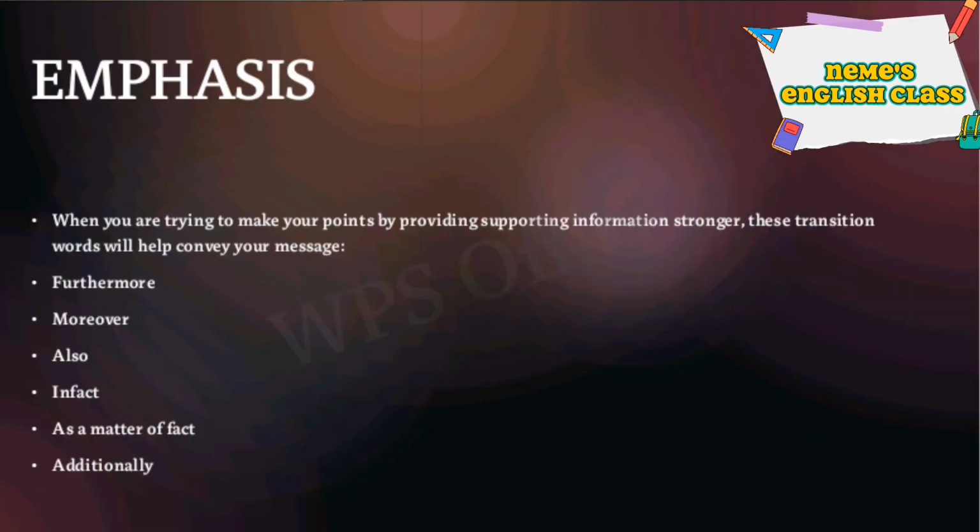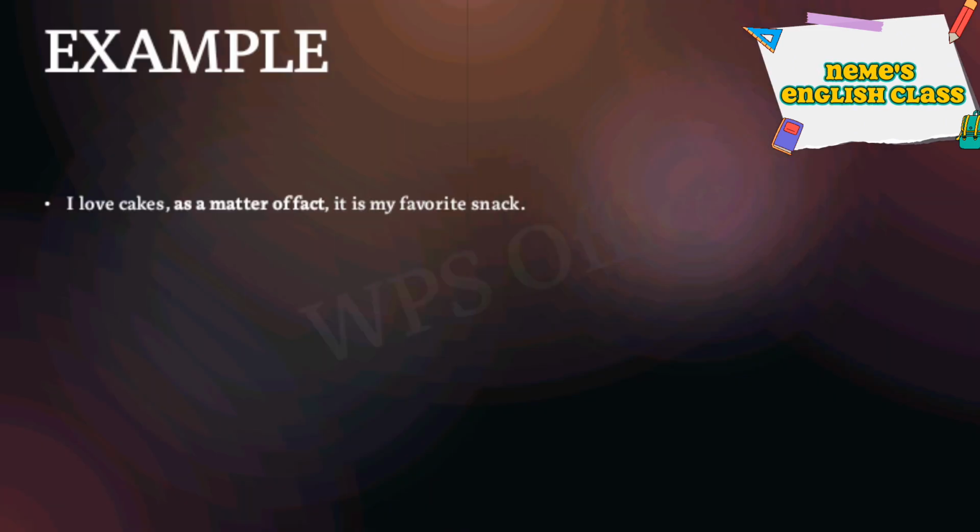When you are trying to make your point stronger by providing supporting information, use these transition words to convey your message: furthermore, moreover, also, in fact, as a matter of fact, additionally. These transition words would help you provide supporting information for that idea that you want to pass across. Example: I love cakes. As a matter of fact, it is my favorite snack. I love cakes so much actually, and that's my favorite snack. So whenever you're trying to place emphasis on something or an idea, make use of transition words.